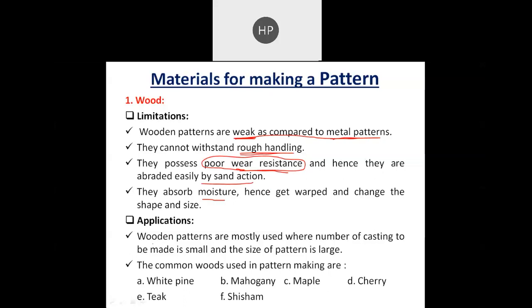So what is the application? Wooden patterns are mostly used where the number of castings to be made is small, and where we have a large size because it is light in weight. What are the common types of wood material? Like white pine, mahogany, maple, cherry, teak wood, sesame wood. So these are some of the common woods which are used as a pattern.